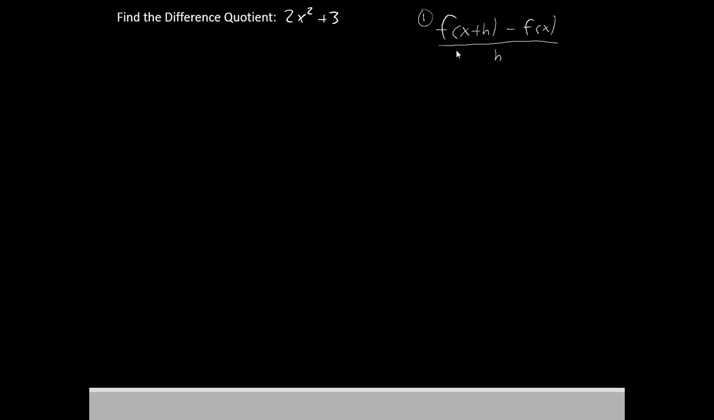In the first step, find what f of x plus h is and simplify it as much as possible. In the second step, subtract your original f of x from that. And in your third step, divide the whole thing by h. Let's go ahead and give this a try.